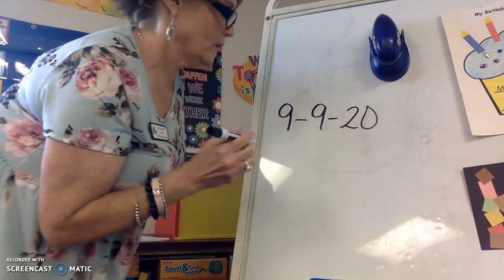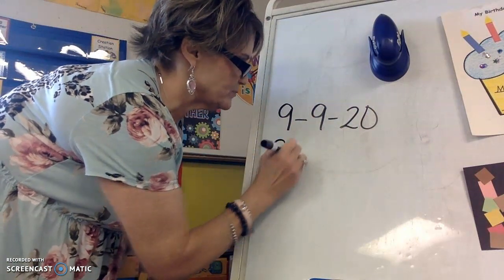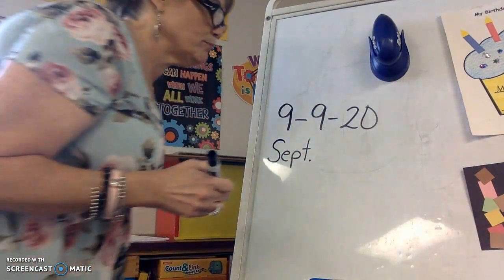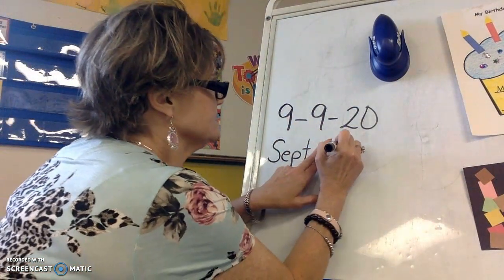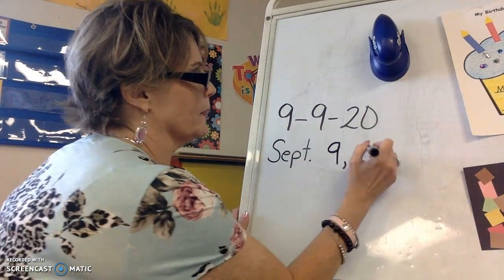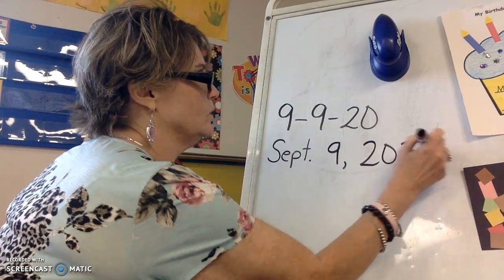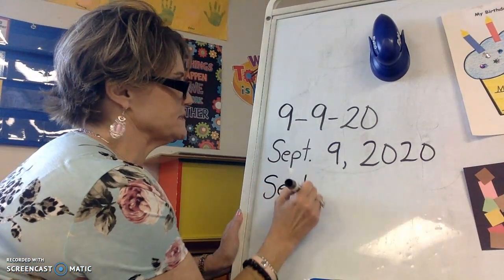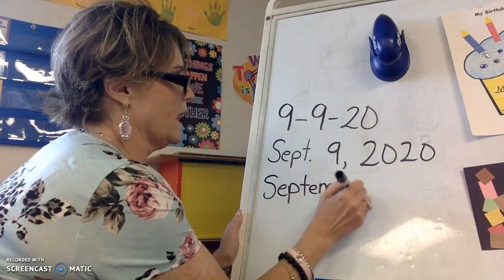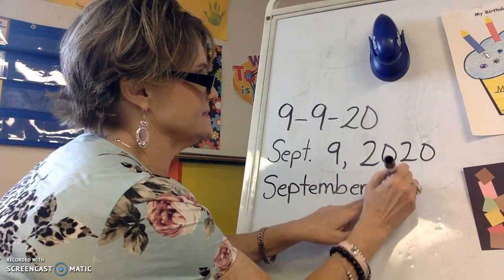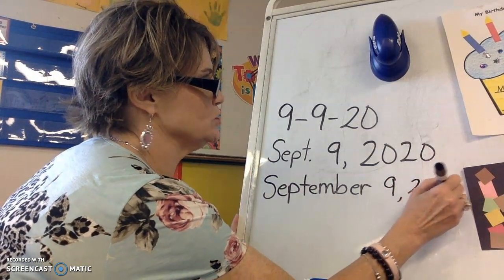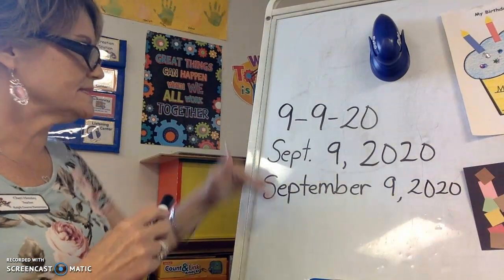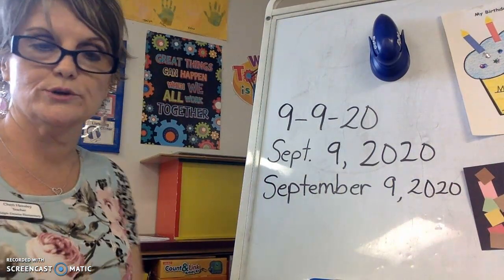9-9-20 for the year. Or we can write it SEPT period, the abbreviation for September. 2 finger spaces, 9, comma, 2020. Or we can write the entire word September, 2 finger spaces, 9, comma, 2020. So today when you're doing your journal later on, you can use this. I'll show this again. You can use this to do your journal.